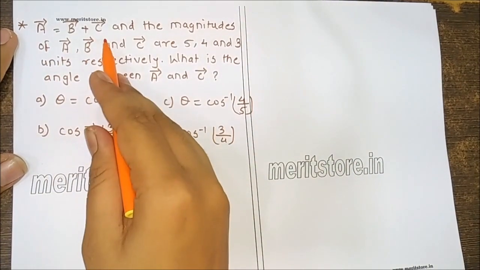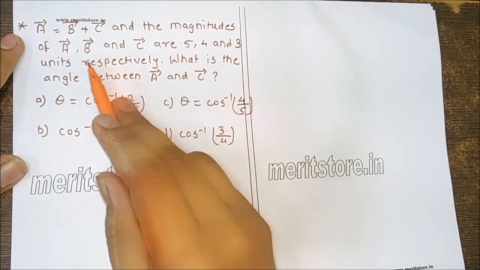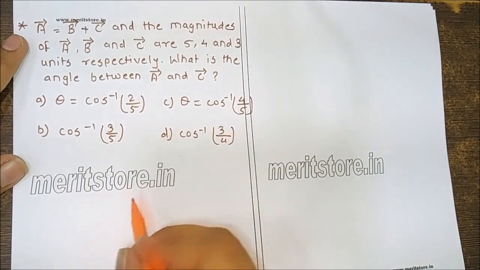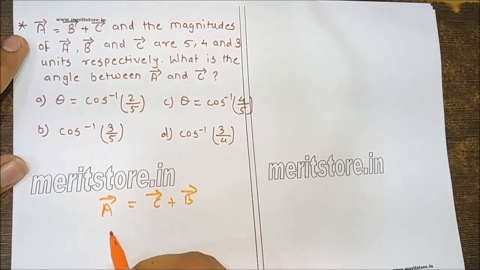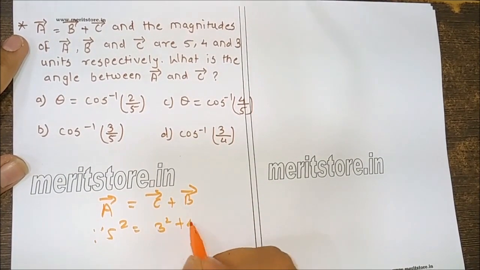A = B + C, and the magnitudes of A, B and C are 5, 4, 3 units respectively. What is the angle between A and C? So we know A bar is equal to C bar plus B bar. That is, therefore, 5 squared is equal to 3 squared plus 4 squared.